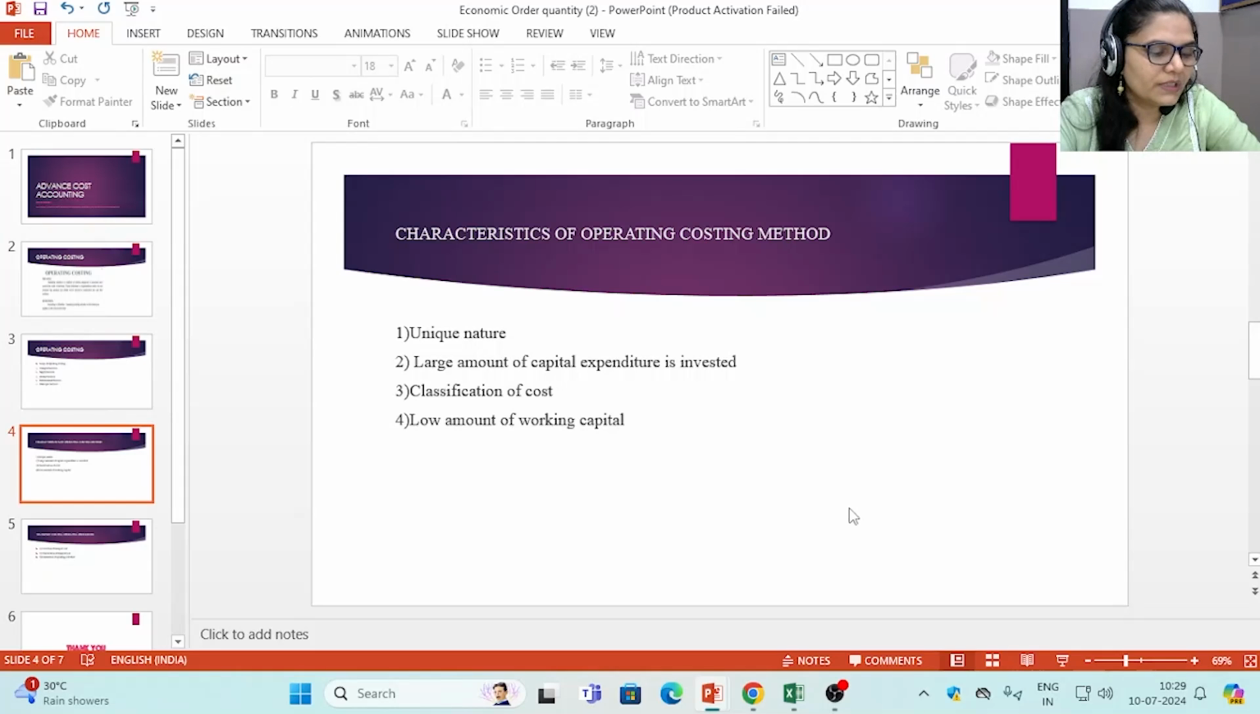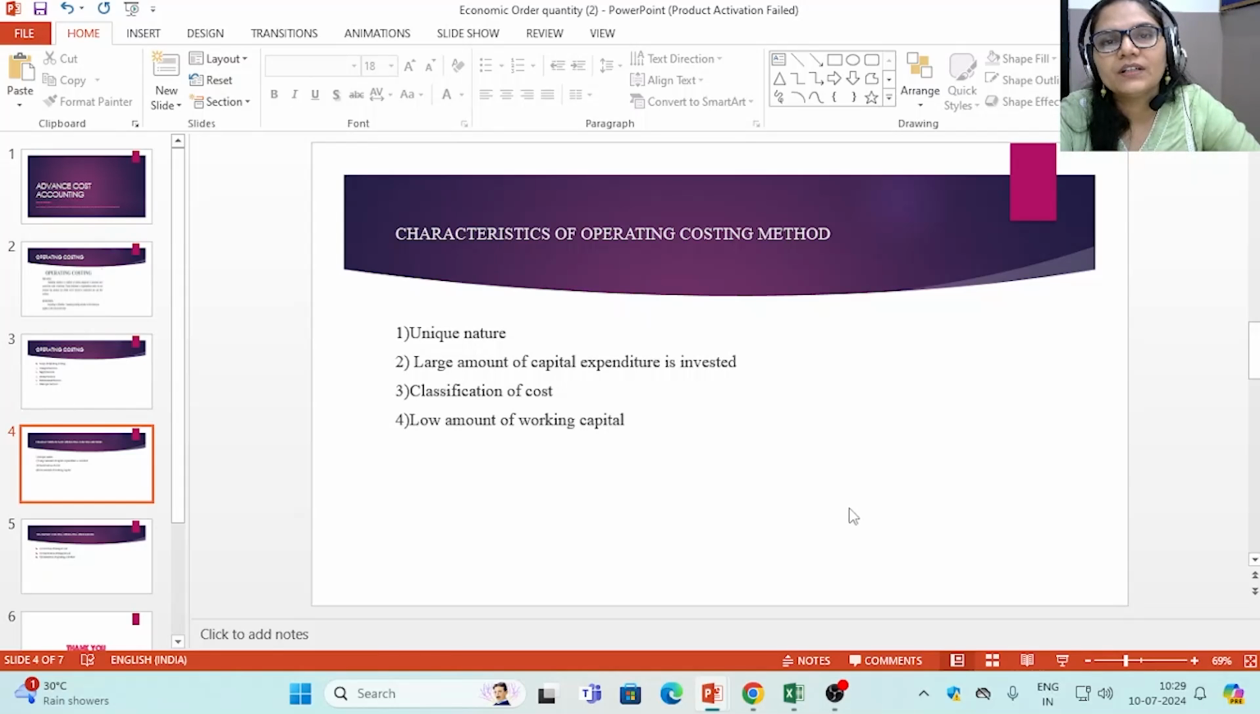So like other costing methods, the cost has been classified into fixed and variable cost, and these have a significant effect on the cost per unit. Low amount of working capital: a low amount of working capital is required to meet the day-to-day operating expenses.